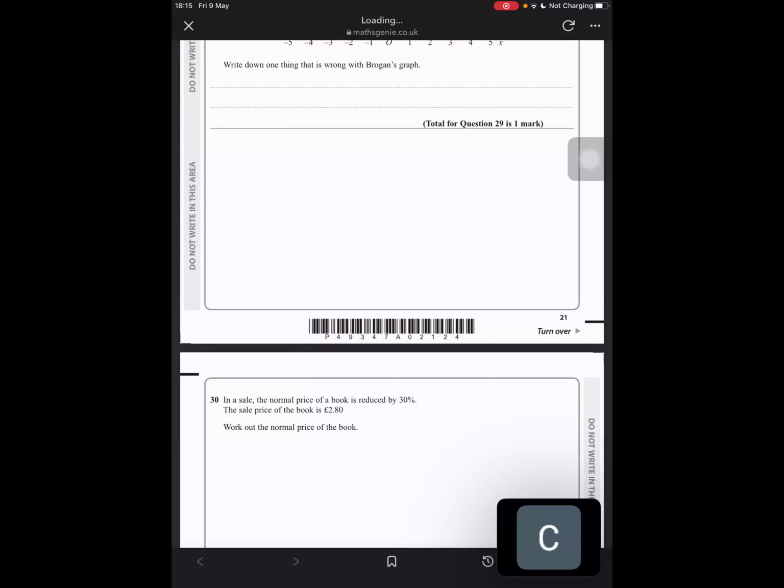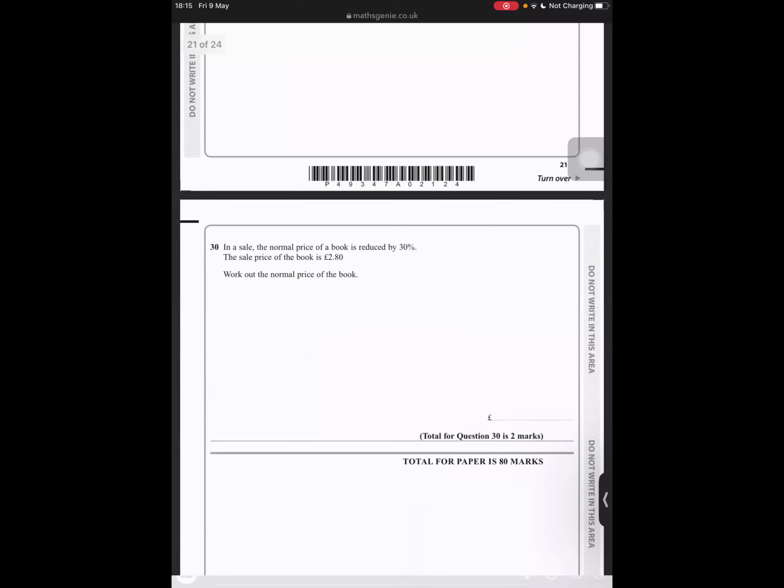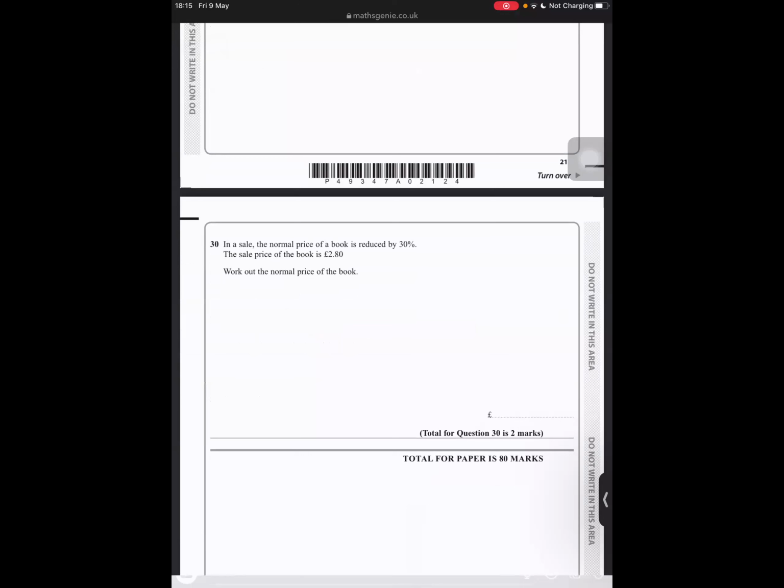All right. So the first question says, in a sale, the normal price of a book is reduced by 30%. The sale price of the book is £2.80, and it says work out the normal price of the book. Okay, so typically questions like this would give us the normal price of the book and then ask us what was the sale price. So this is more like working backwards, right?